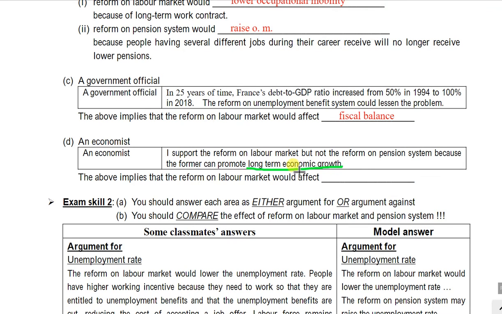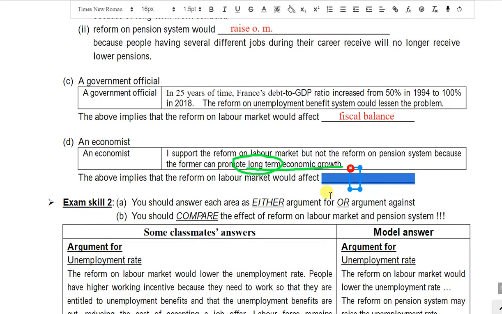So don't just look at these two words, economic growth, but we have the word long-term here. That's why you are not going to talk about the output level, the AD-AS, then you need to talk about the potential output level and also the long-run AS. And somehow you have to talk about the long-run AS and the potential output level based on the comment of the economist. And you may wonder why the reform on the labor market can promote the long-run AS.